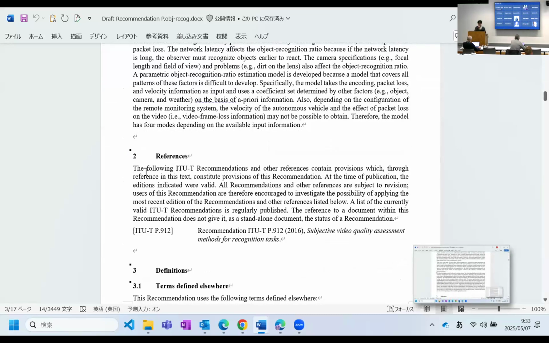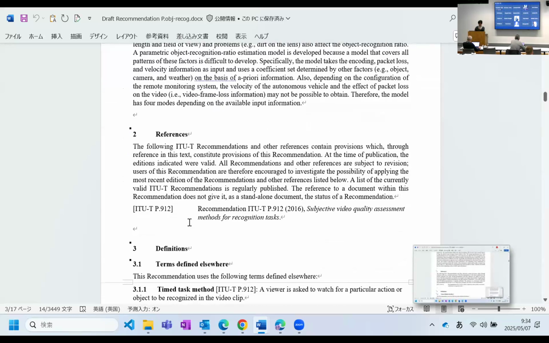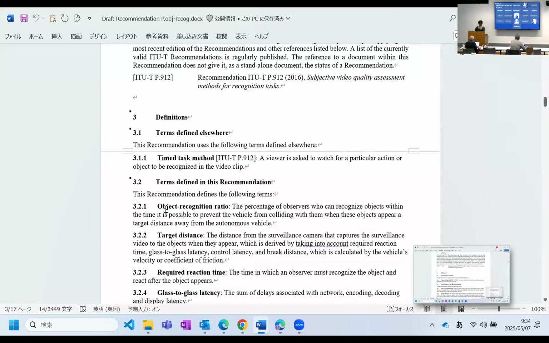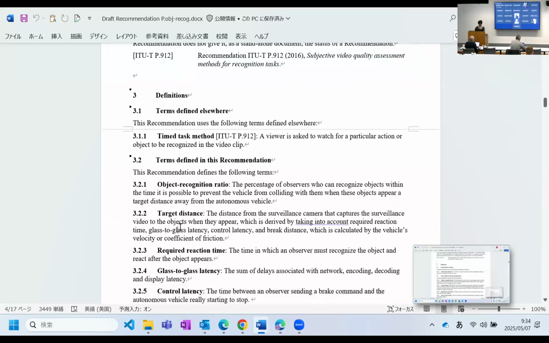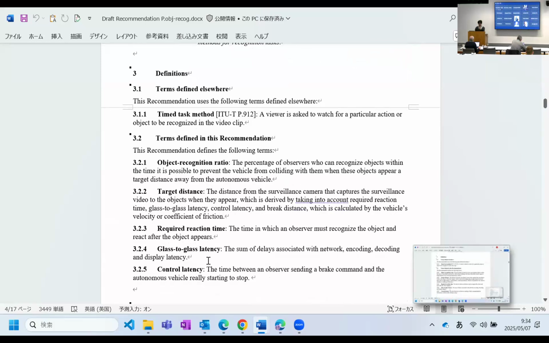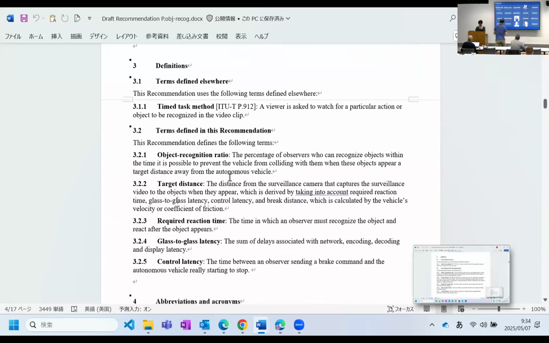Then the next section shows the references, and we have the reference of ITU-T P.912. The next section shows the definitions, and we have the definitions of the time-tasked method and terms defined in this recommendation. These are object recognition ratio, target distance, required reaction time, glass-to-glass latency, and control latency. These are the terms defined in this recommendation.